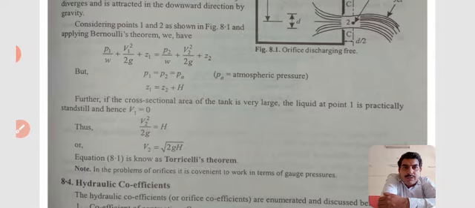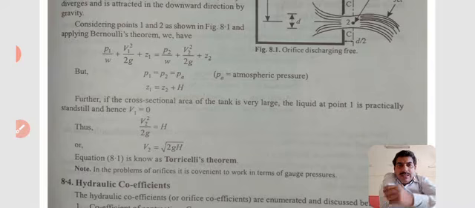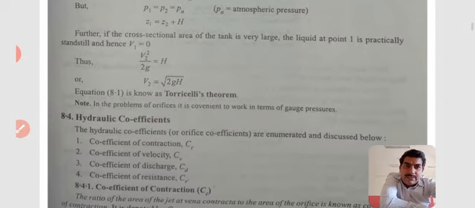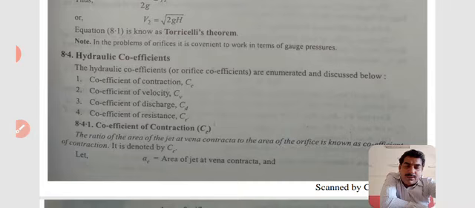Further, if the cross-sectional area of the tank is very large, the liquid at point 1 is practically still, and hence V1 = 0. Therefore, V2²/2g = H, and therefore V2 = √(2gH). This equation is known as Torricelli's theorem, and in problems of orifice, it is convenient to work in terms of gauge pressure.